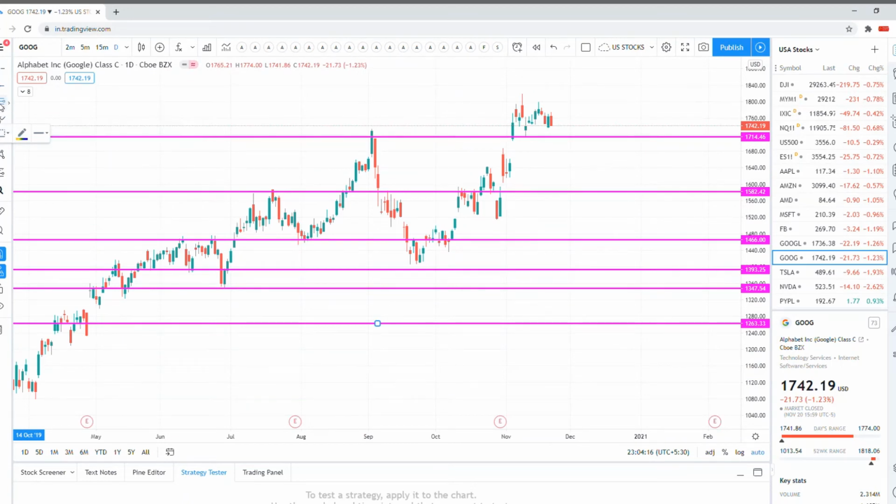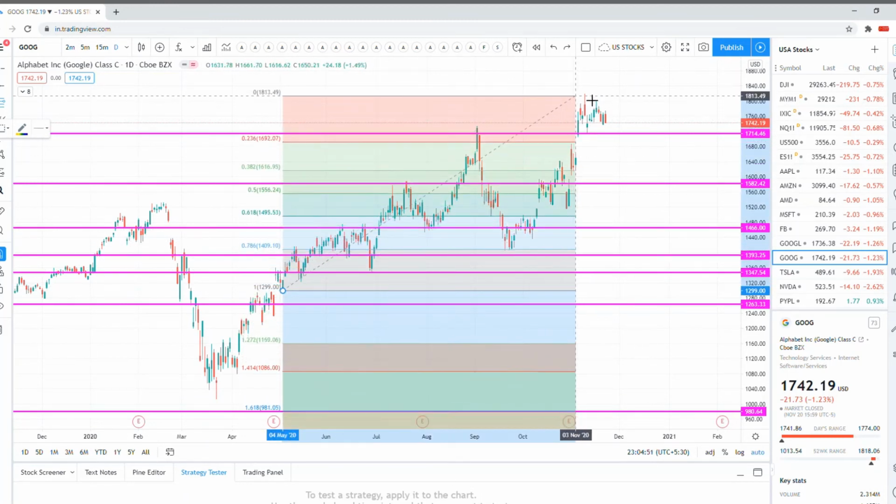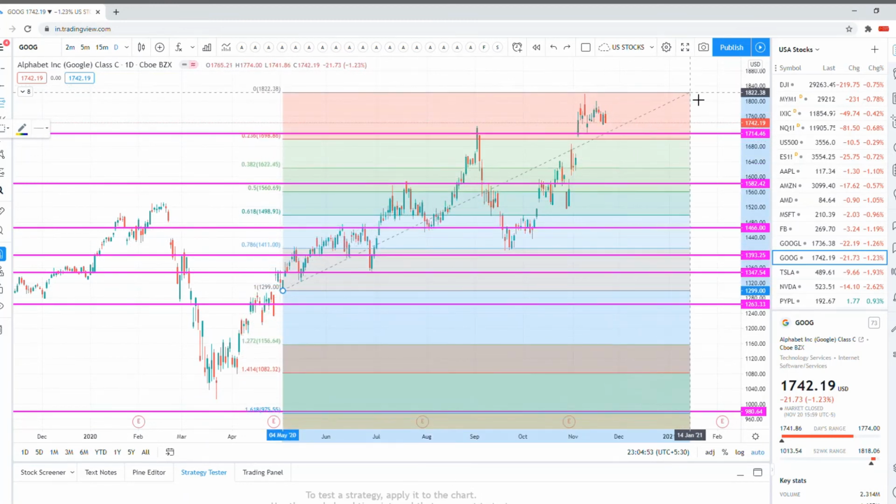Fibonacci retracement. Now let's draw Fibonacci and take this point as a low, and this is the high. Okay, yeah, so this is working pretty well.